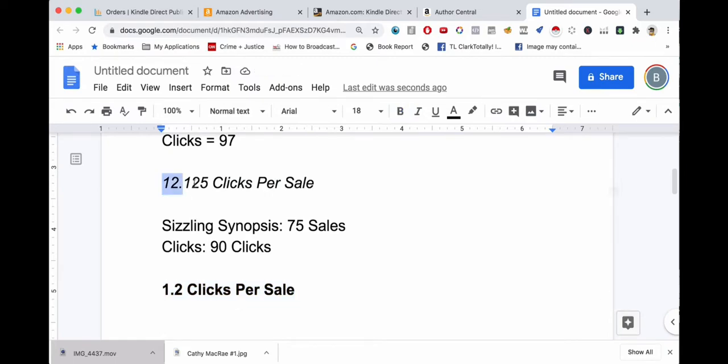Now, if your number is too high, this is kind of on the border, but because it's part of a series, it's not so bad. You want to look at the possibility of making changes to figure out your conversion rate.